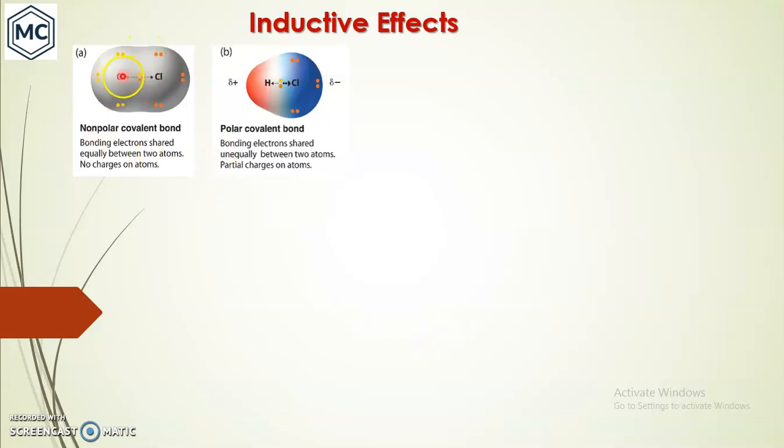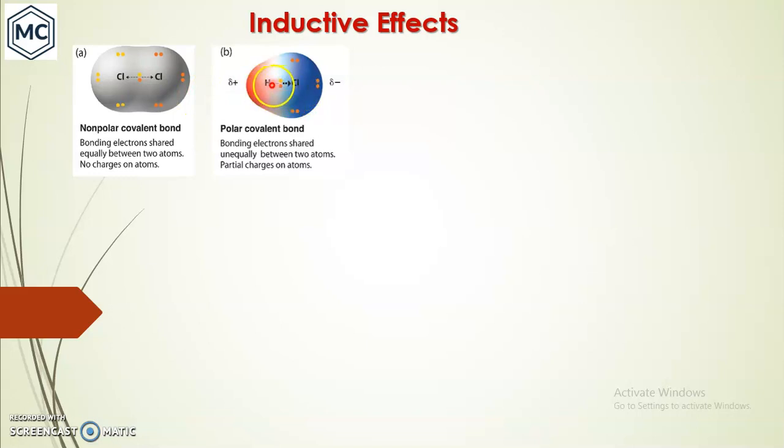This is an example. Actually this chlorine molecule. In chlorine, this is the electronic configuration. You can see here in sigma bond, two electrons are shared equally between two chlorine atoms. So there is no electronegativity difference between these two chlorine atoms. So it is a non-polar covalent bond. So it is equally shared.